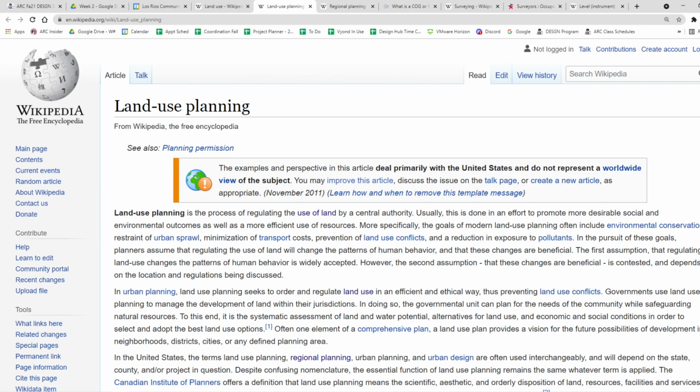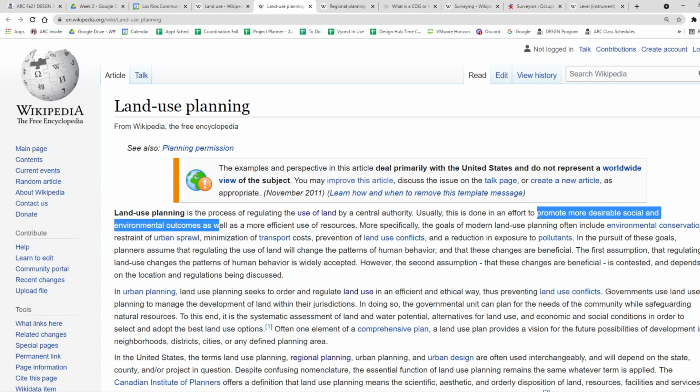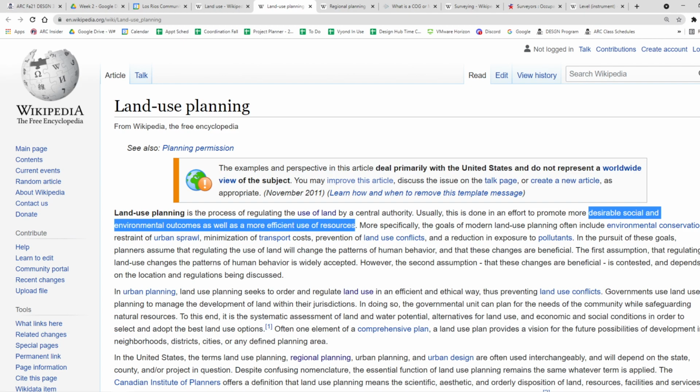Keep this one in mind. Promote desirable social, environmental outcomes, as well as efficient use of resources. That's tough too, right? If this was easy to do, 3,000 years ago, we would have had it down. So I'm not making a claim yet on what is good or bad or indifferent, and best methods or best practices for doing this. I'm essentially making you aware of this.